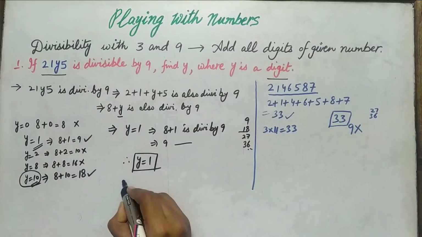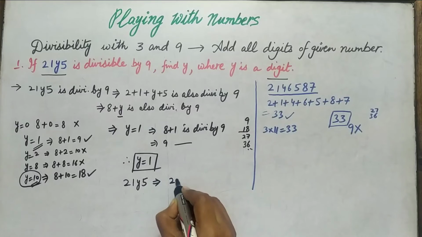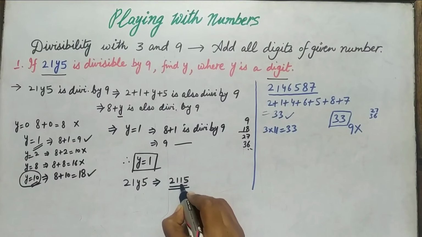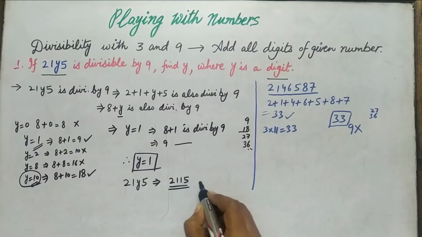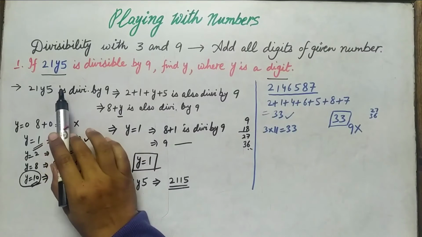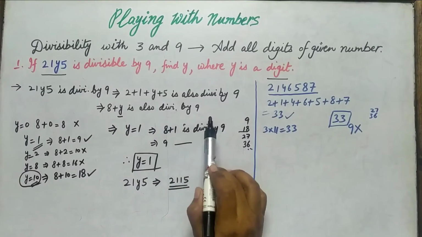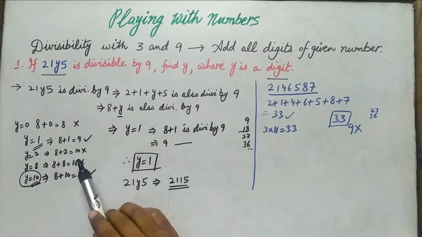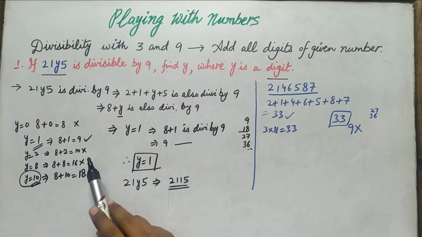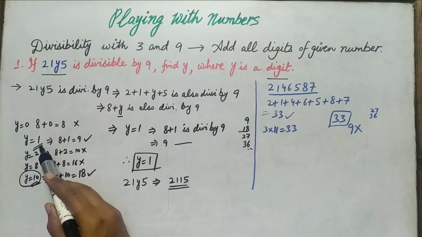And the number 21y5 will become 2115. This is the 4-digit number 2115, which is divisible by 9. In this way, we can find the hidden number which is not given in the question by using the divisibility rule. Add all the digits and check by trial method which value we can put. See here, the correct value is taking the jump of 9.